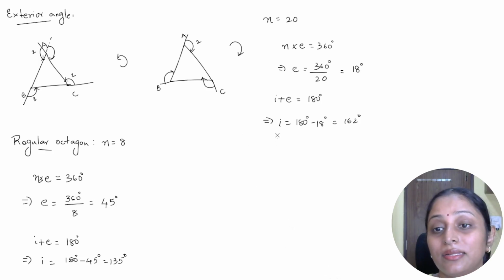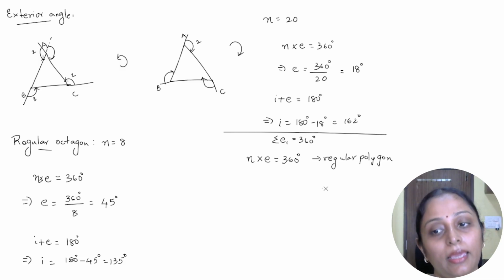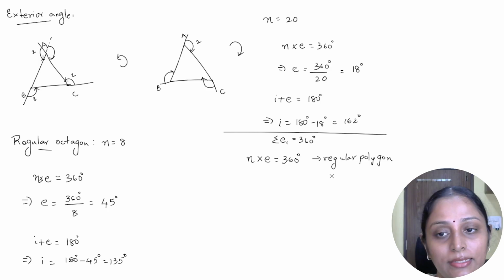Now here, please remember that the result that we are using, that n into e is equal to 360, is true for regular polygons. The general result for any polygon is the sum of the exterior angles. Whatever be the measure of these angles, they may be different or same, the sum is going to be 360 degrees. That is my result for any polygon. But in case of regular polygons, all the exterior angles are of the same measure, therefore n into e is equal to 360.